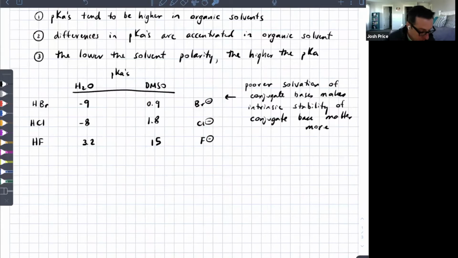Another example of this would be just comparing something like methanol and phenol. The pKa of methanol in water is about 15, whereas phenol is somewhat lower than that, about 10, because of the resonance stabilization of the conjugate base. But in DMSO, those pKa differences are even wider.